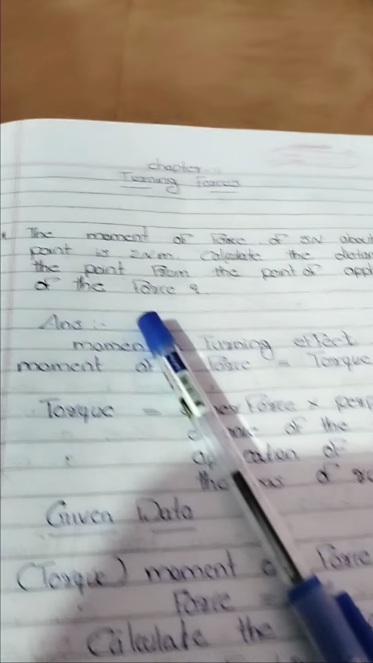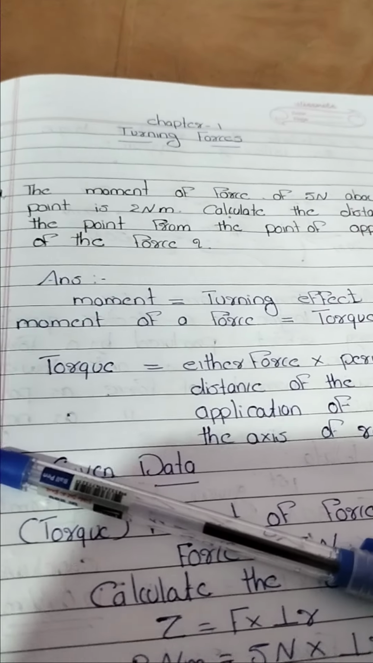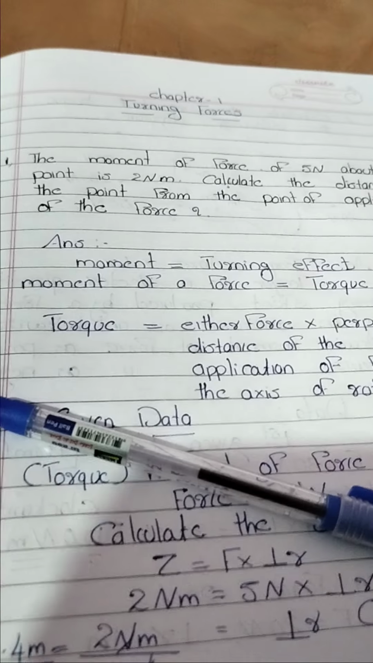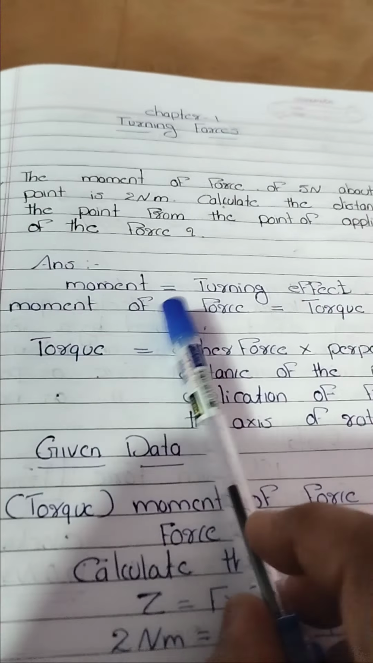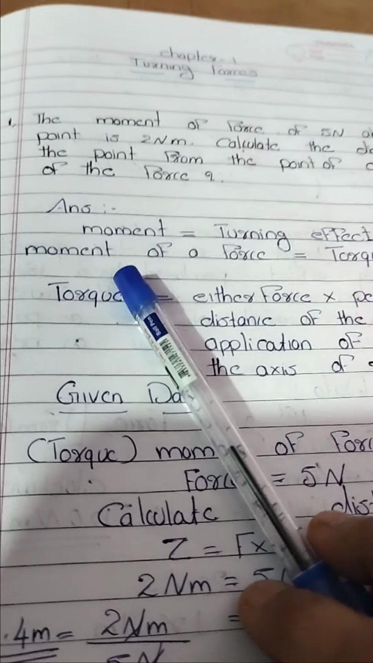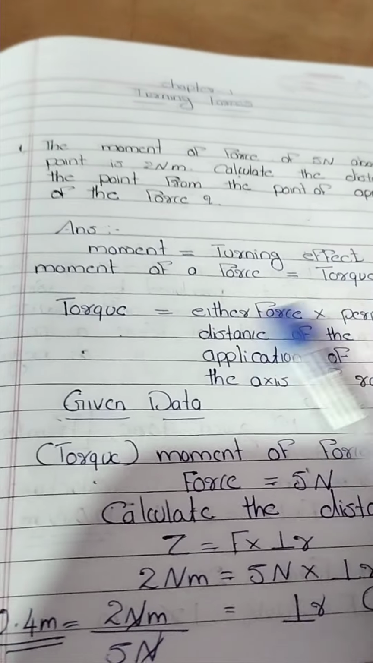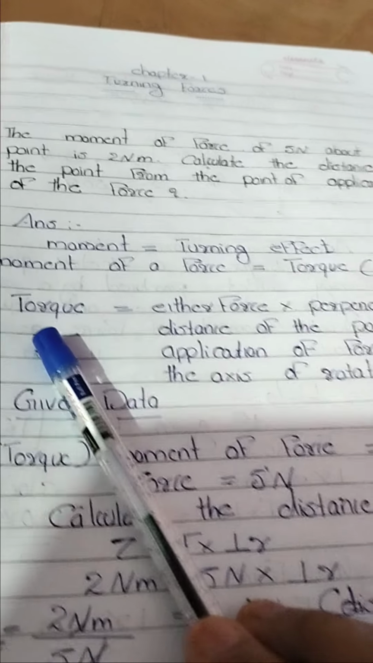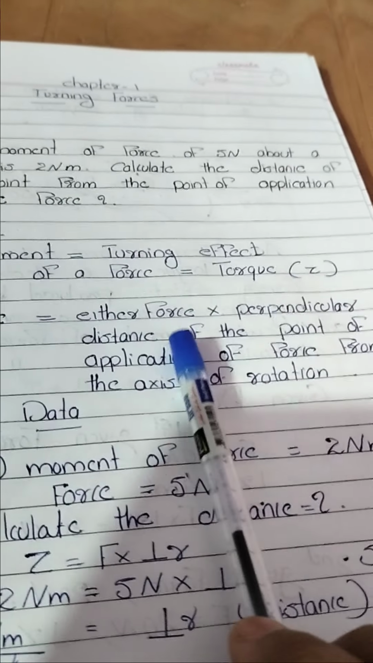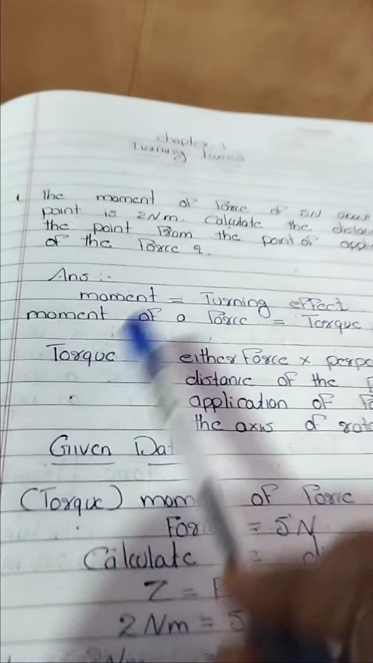So from this question, first we should try to understand the theory based on the question. We already studied moment. The moment is known as turning effect. The moment of force is known as torque. The symbol of the torque is tau. The expression of torque is force into perpendicular distance of the point of application of force from the axis of rotation. This is the theory based on the question.